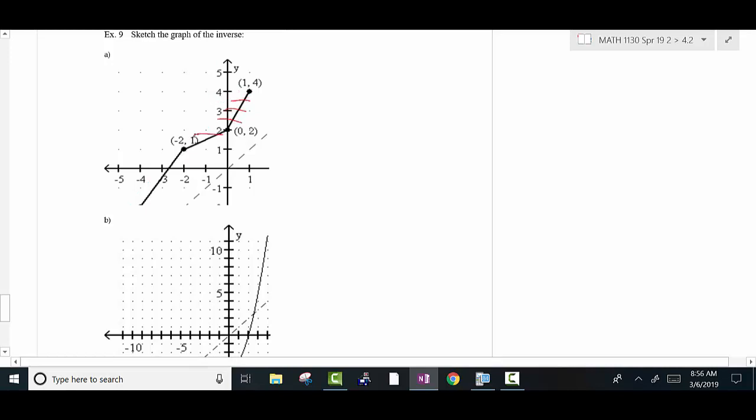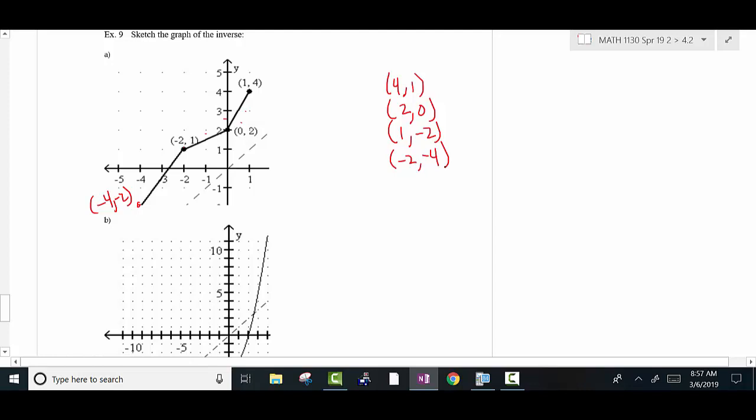This thing right here passes the horizontal line test. So all you're going to do for the inverse is all the points go backwards. So you'd have 4, 1, 2, 0, 1, negative 2. Was there another point on my handout? There was a negative 4, negative 2. You had a point over here like negative 4, negative 2? Yeah. Okay. So what you want to do is change that backwards and then just plot those points.